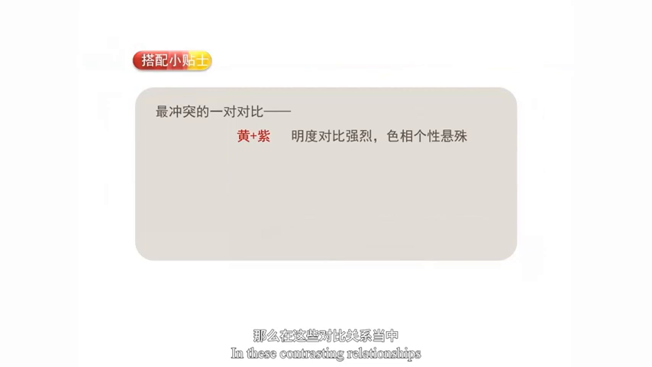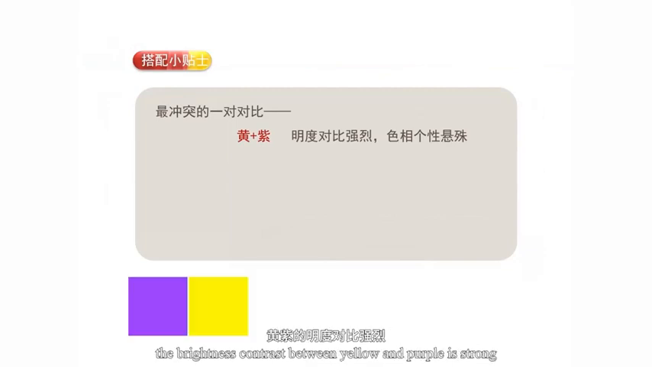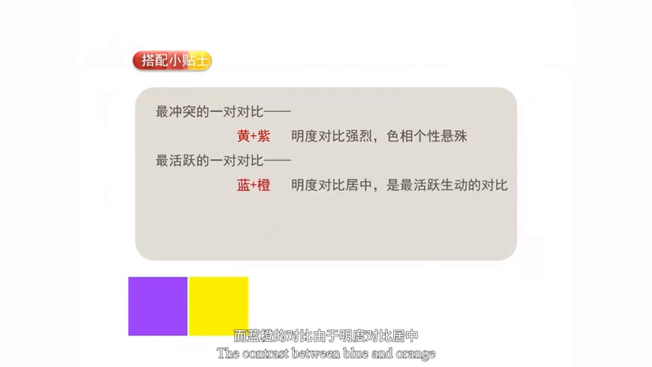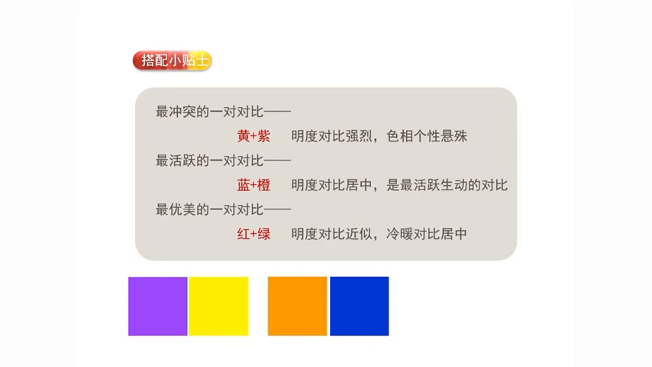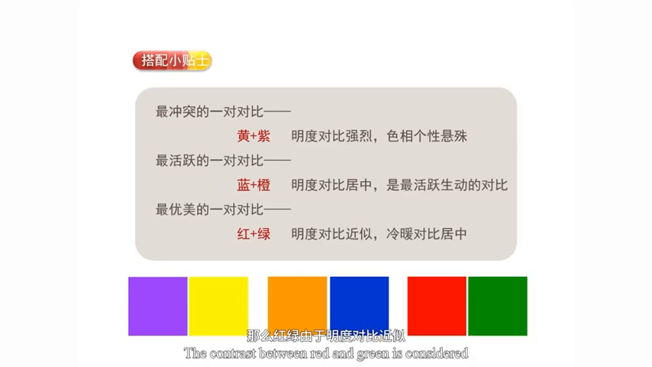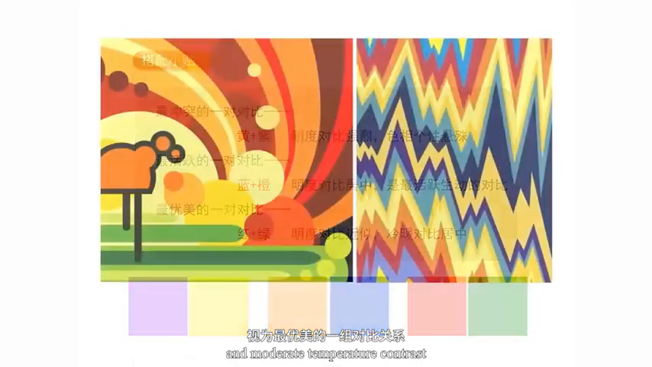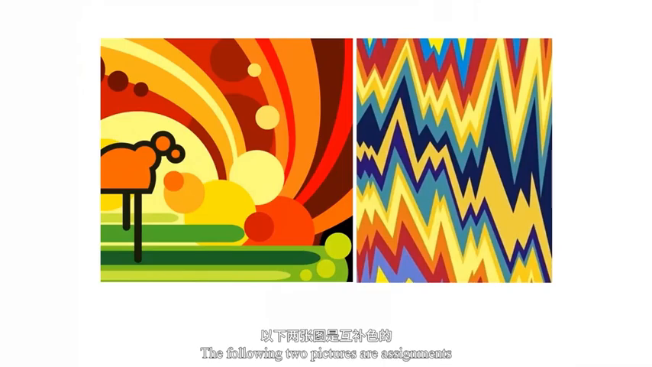In these contrasting relationships, the brightness contrast between yellow and purple is strong, and the hues are most disparate. The contrast between blue and orange is the most active and vivid one because the brightness contrast between them is moderate. The contrast between red and green is considered the most aesthetically pleasing one due to their similar brightness and moderate temperature contrast. The following two pictures are examples of the contrast of complementary colors.